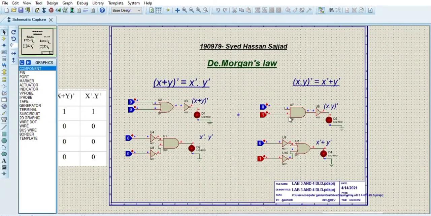Hello guys, today in this video I'm gonna make you learn how to prove the De Morgan law on Proteus by using the AND OR gates. So these are the two equations for the De Morgan law.